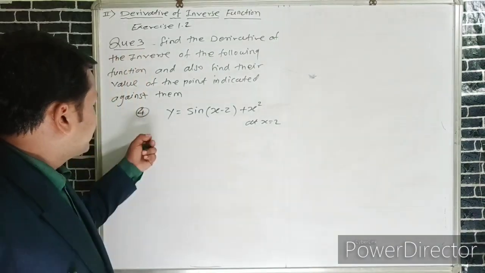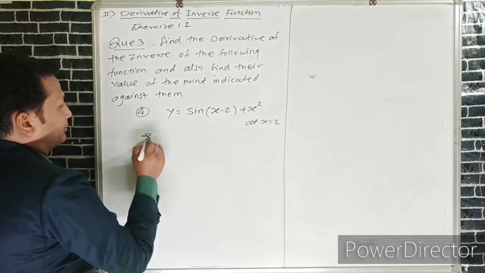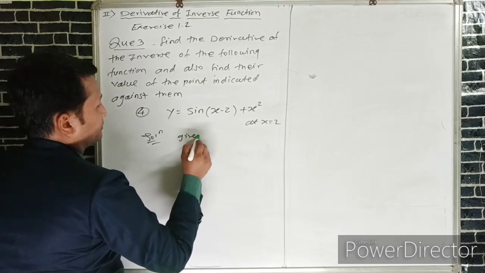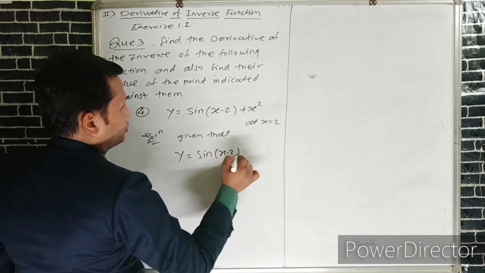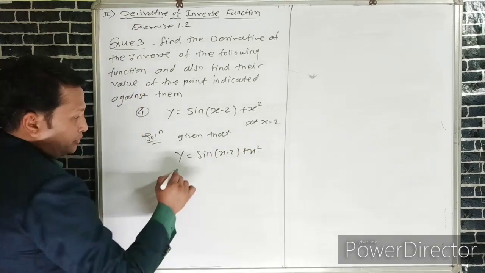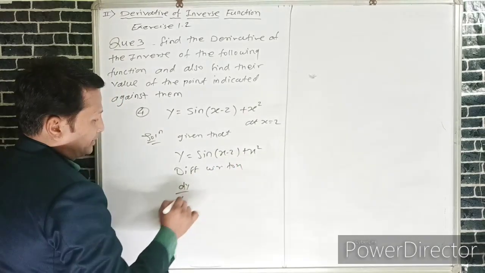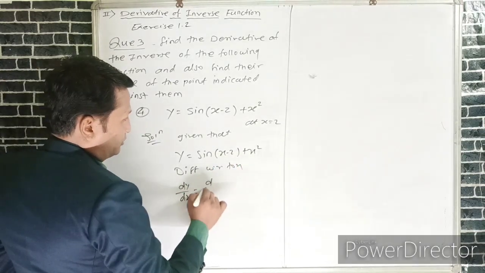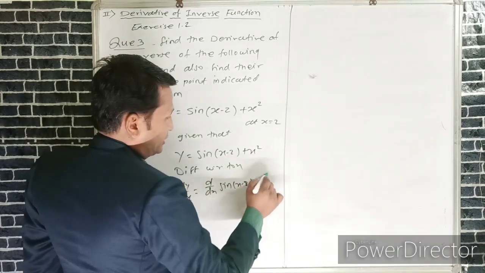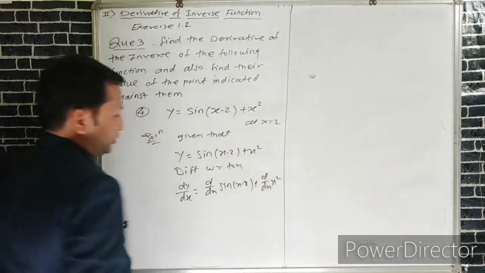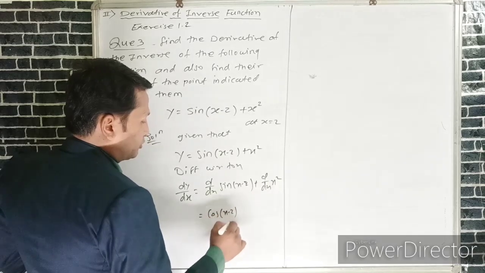Here we have to find again dx/dy at x = 2. First we write the given function, y = sin(x - 2) + x^2. If we differentiate the given function with respect to x, then dy/dx is the derivative of sin(x - 2) separately, plus the derivative of x^2. We know that the derivative of sine is cos, hence the derivative of sin(x - 2) is cos(x - 2).